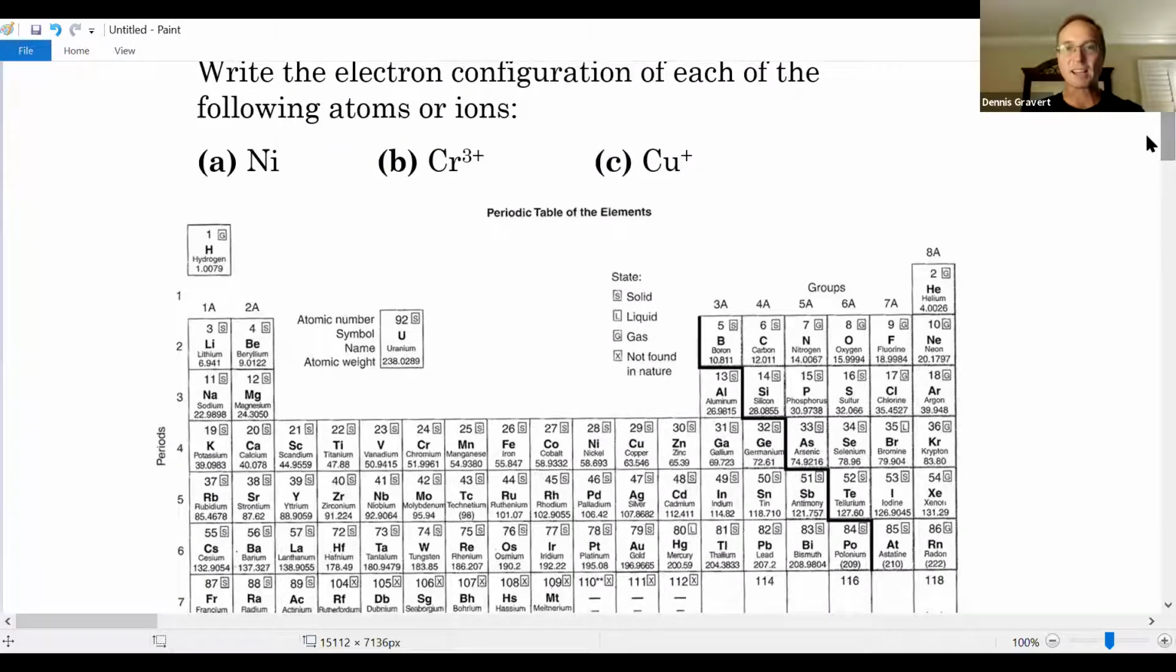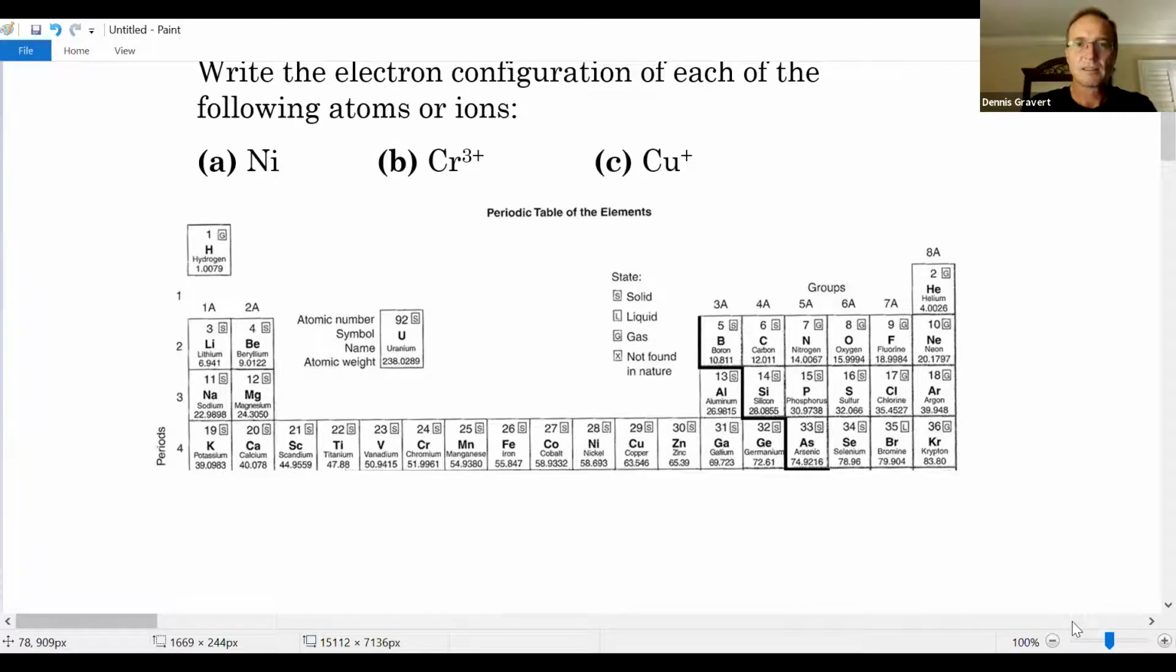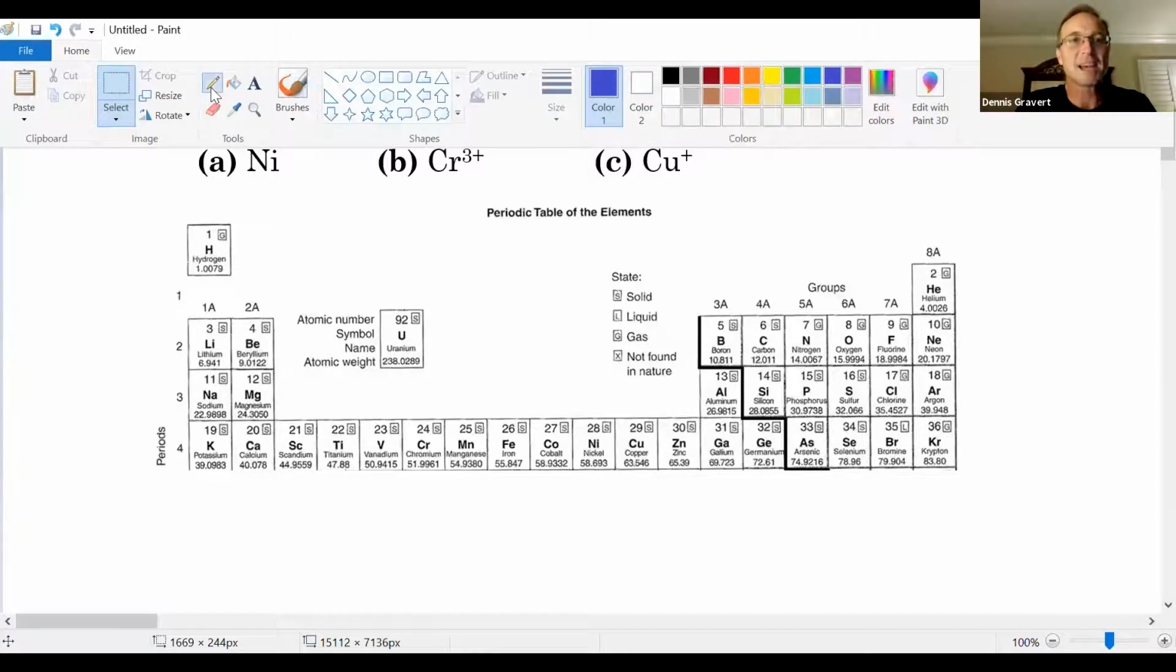Okay, so we need to write electron configurations of each of the atoms or ions. And let's get a little more space here. Let's take away this block. Right, so nickel is here, element 28. Chromium is element 24. Copper is element 29. Good. I didn't erase too much of the periodic table. Get my pen back. Good.